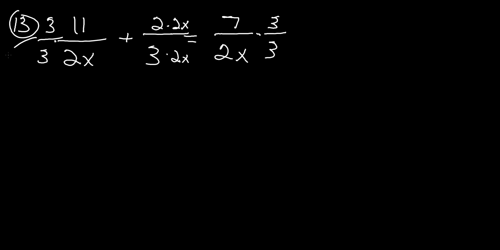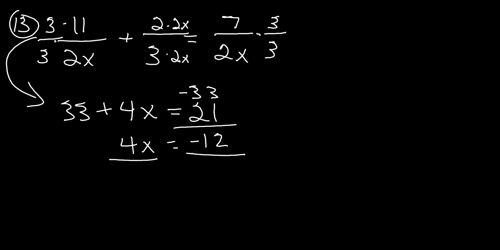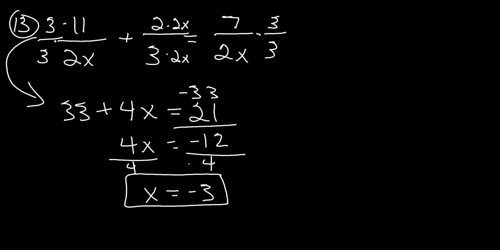So now my numerators are going to be simplified: 3 times 11 is 33 plus 4x equals 21. If I subtract the 33, it's negative 12, that equals 4x. Divide by 4, so x equals negative 3. No danger of having a 0 in the denominator, so that's my solution for that one.